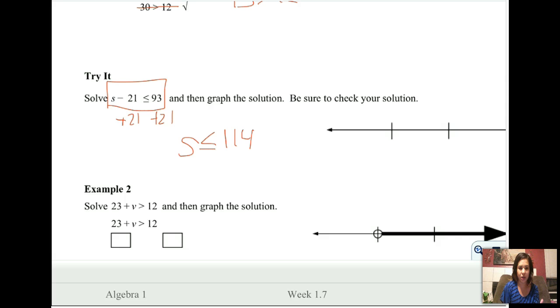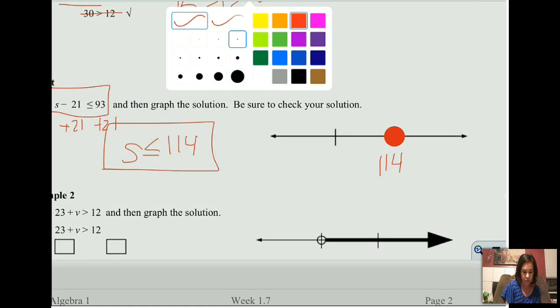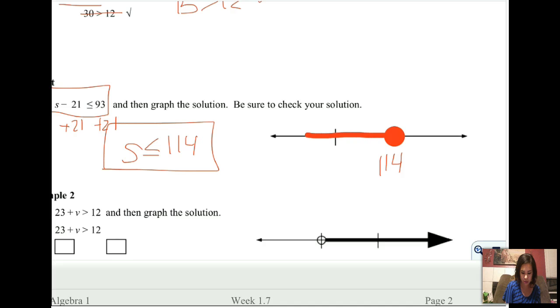Okay, so hopefully you were able to solve this. We added 21 to both sides, and that gave us 114. So now I'm ready to graph this. s is less than or equal to 114. So I go to my number line. I'm going to go ahead and place 114, and because it has a little line underneath, I'm going to make it a closed circle. Now I'm going to go ahead and shade in everything less than 114, and there I am. Everything to the left is an answer.